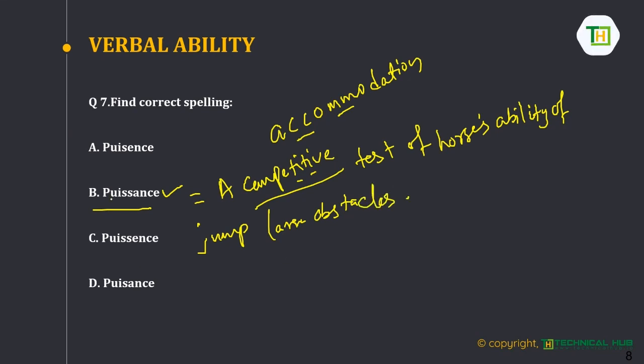Okay, so remember this sentence. Puissance. Please try to remember it like this. Puissance means a competitive test of horses to know the ability of the horse, how it could jump the large obstacles. That is the answer for this, and update this word so that in future it might help you, right? So yeah, moving to the next question.